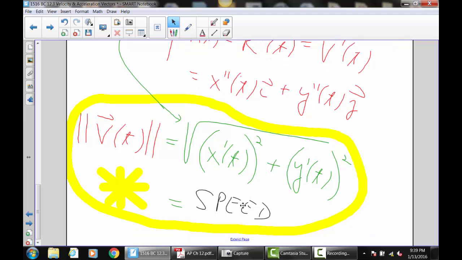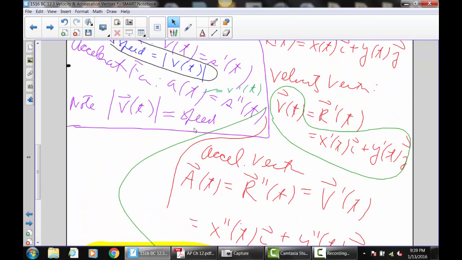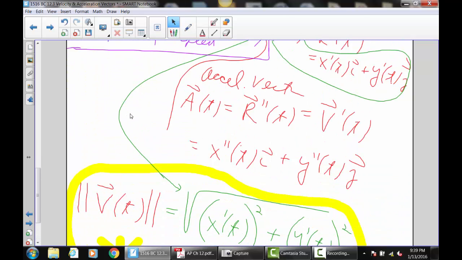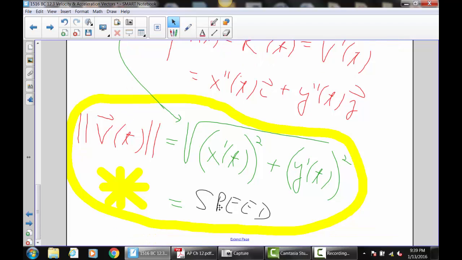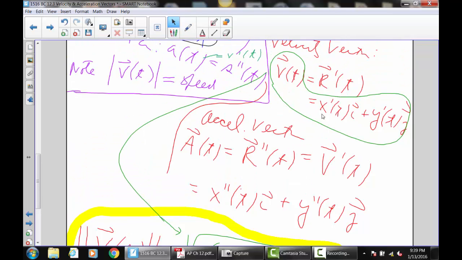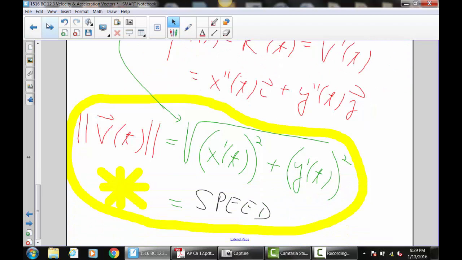Now, for speed, and this is mentioned very briefly in the textbook, if you remember here, speed was the absolute value of the velocity function. Well, in curvilinear motion, the speed is going to be the magnitude of the velocity vector. So instead of the absolute value of the velocity, this is the magnitude of the velocity vector, which of course you remember is the square root of the sum of the squares of the components of v of t. And remember, the components of v of t are x prime of t and y prime of t.